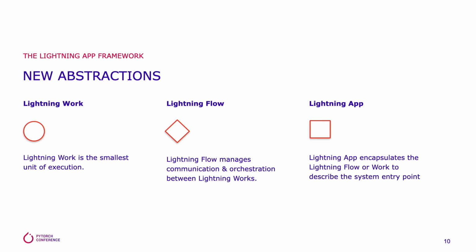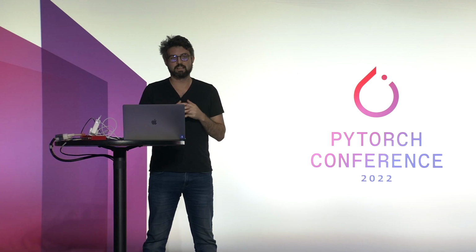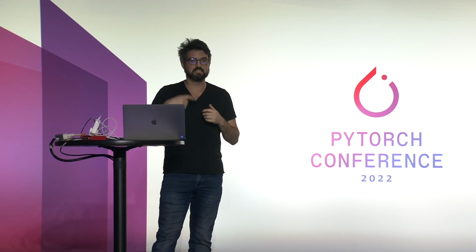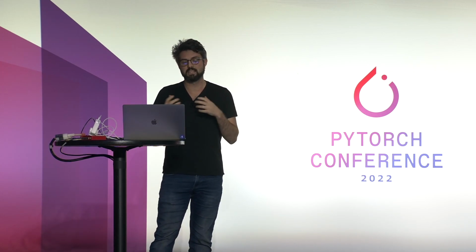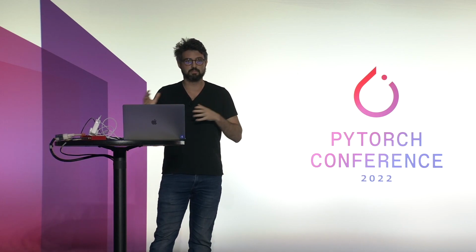The last one is Lightning app, which encapsulates the Lightning flow or work to describe the entry point of the system. An app is really a tree of components where the leaves of the tree are the works. And the flow is this continuous system which we render continuously based on the state of the works and decide what to do next.